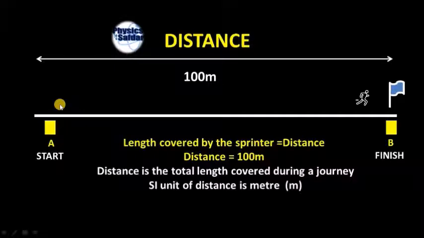Now for the measurement of distance, the SI unit used is meter. Distance has no direction. That's why it is also called a scalar quantity.